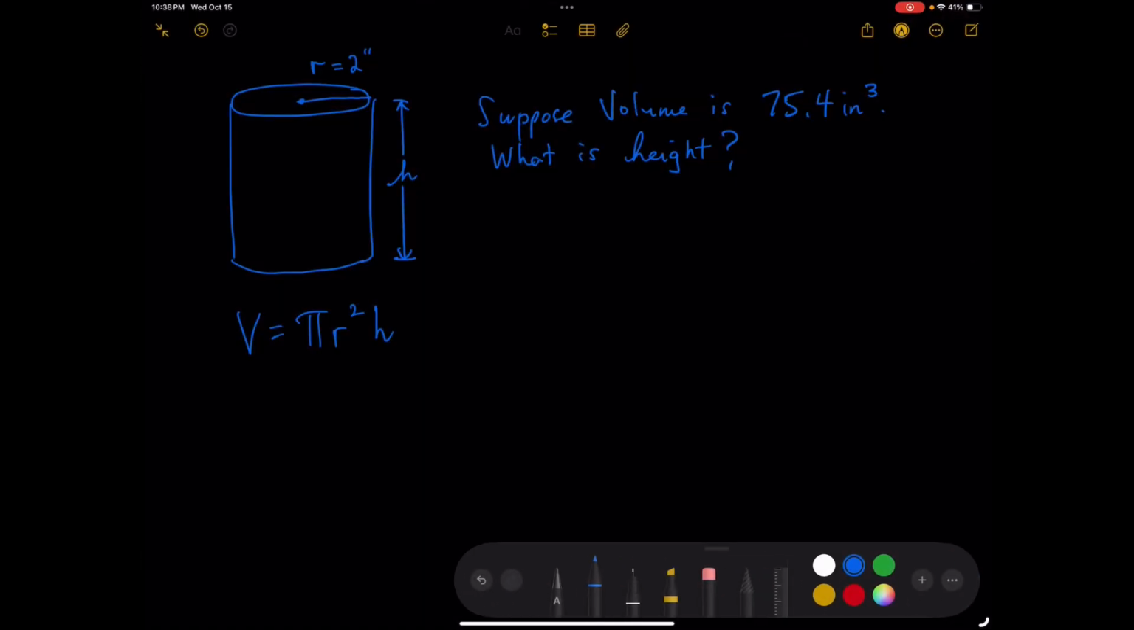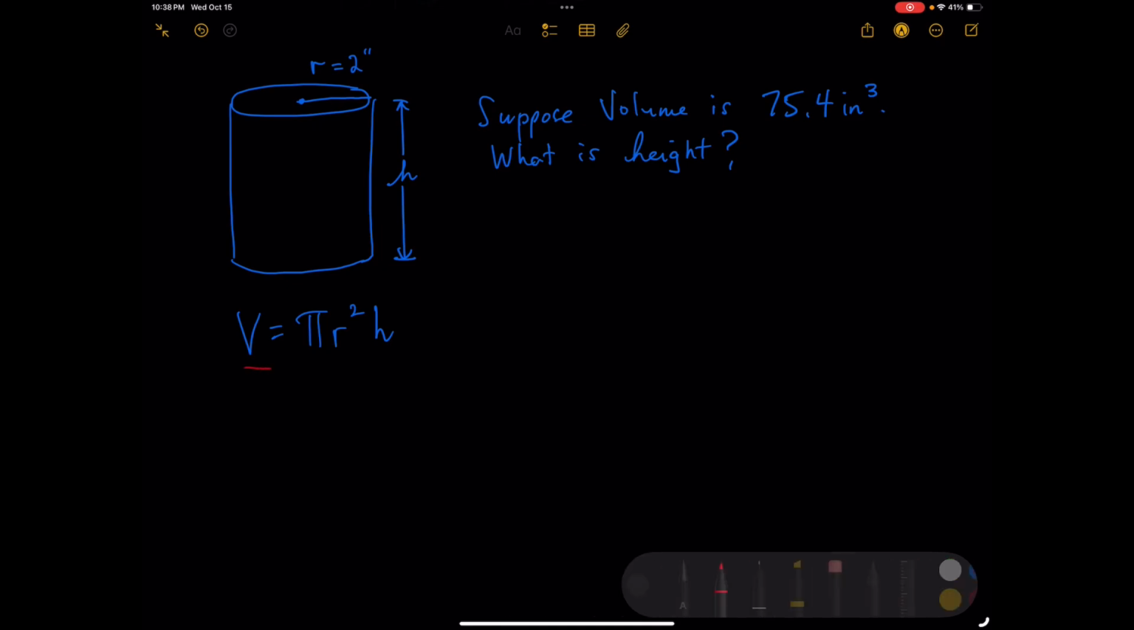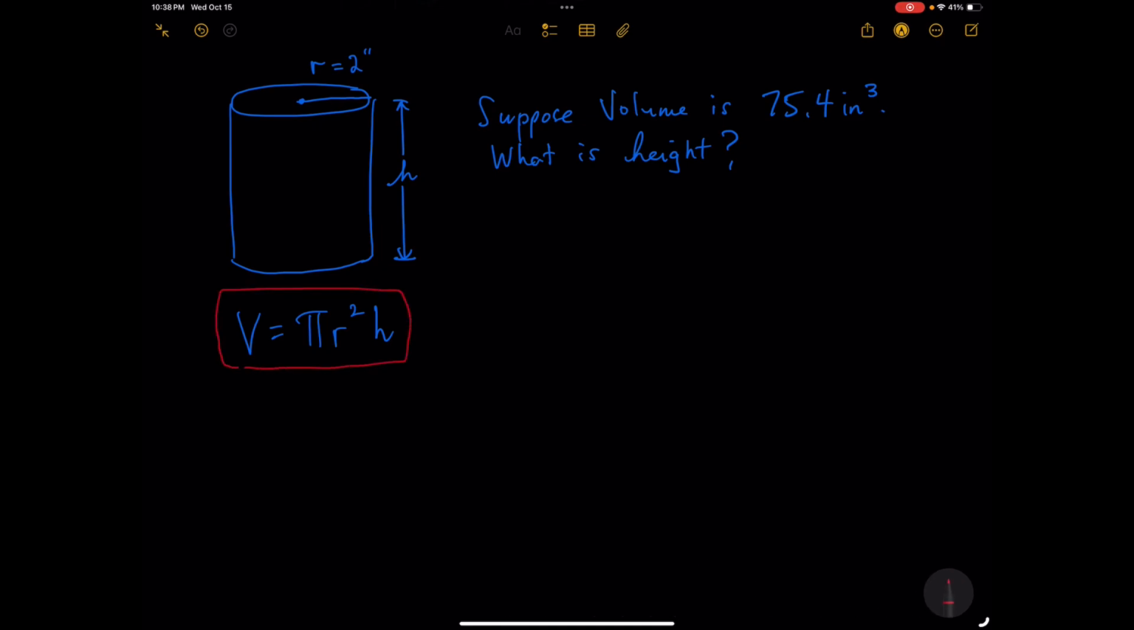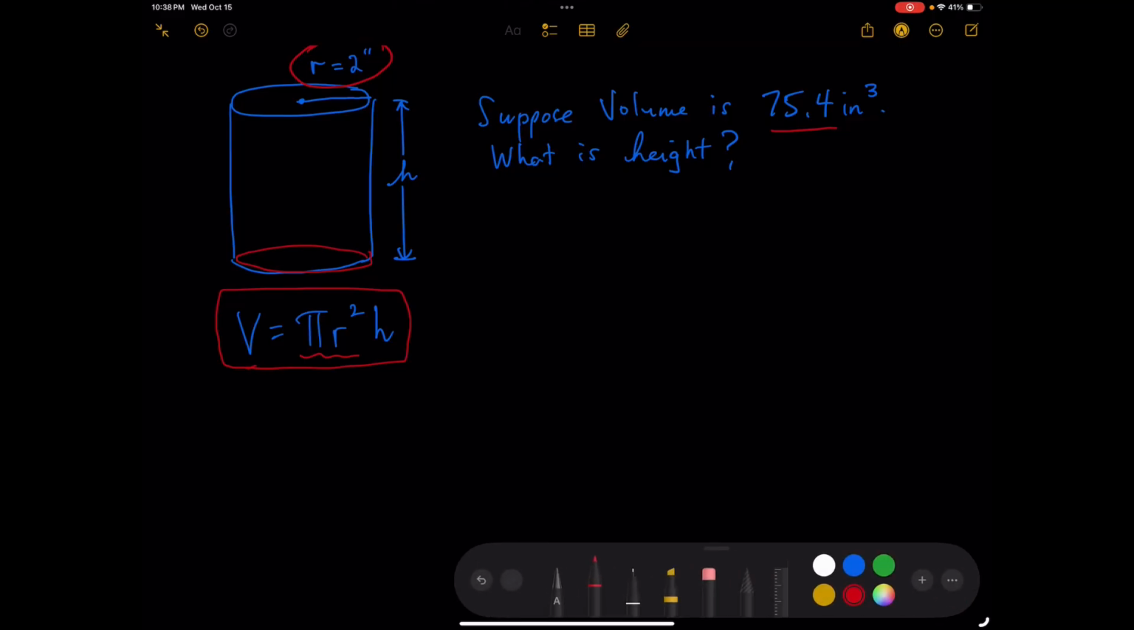Okay, so we're just about at the end here. A little bit of follow-up to today's class, on Wednesday's class, excuse me. So say we have a cylinder, and the formula for volume is given here: pi r squared, that's the base, the circle on the bottom, times the height. If we're given the volume of 75.4 and a radius of 2, then the question is, what is the height? That's what we're going to work with here.